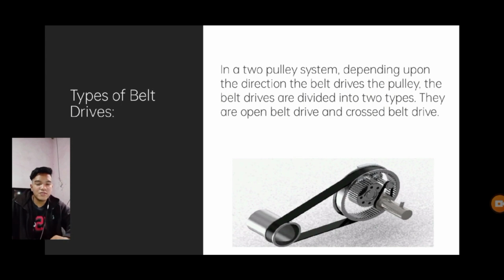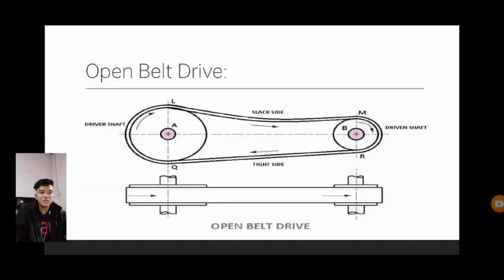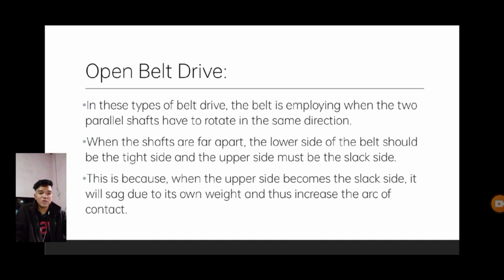In a two-pulley system, depending upon the direction the belt drives the pulley, belt drives are divided into two types. The first type is the open belt drive and the second type is the cross belt drive. This image shows an open belt drive. In this type of belt drive, the belt is employed when two parallel shafts rotate in the same direction.